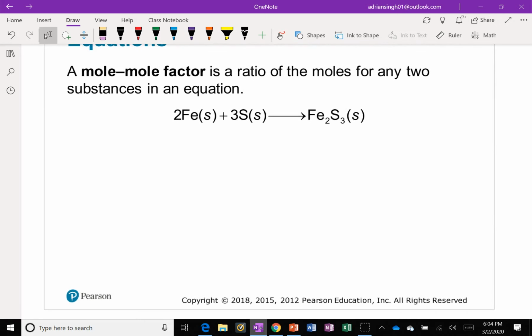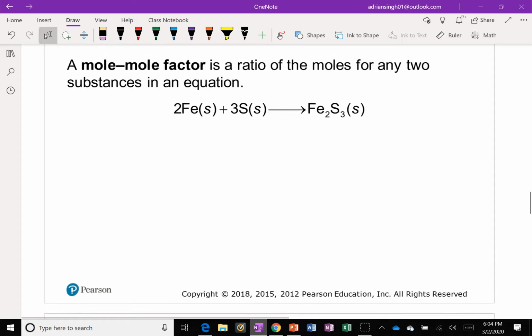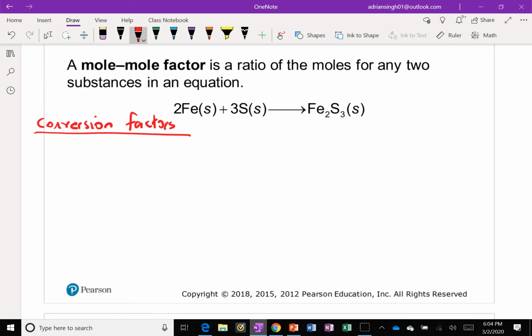The way that is useful to us is that we can take those mole-to-mole relationships and express them in a way that we've seen before, as conversion factors. Once you have a balanced equation, these conversion factors come directly from that balanced equation. So you have to make sure your equation is balanced. I guarantee you, if your equation is not balanced, you will end up 100% of the time with the wrong answer.